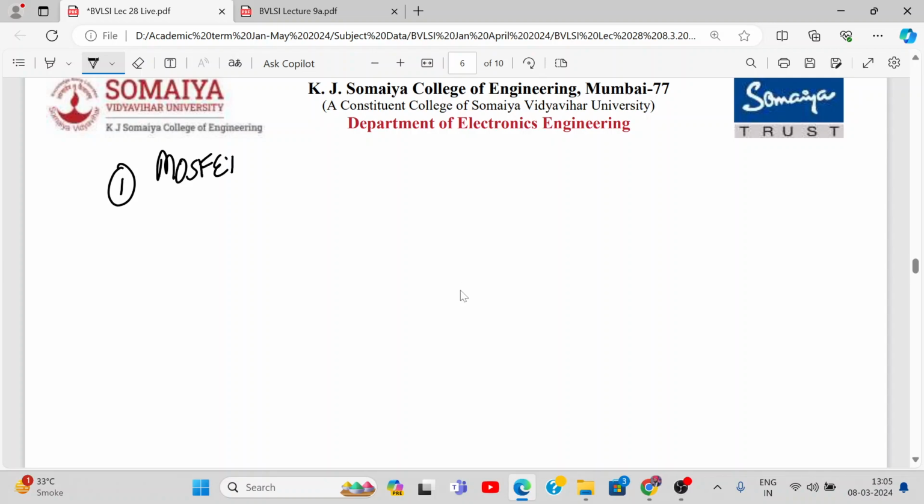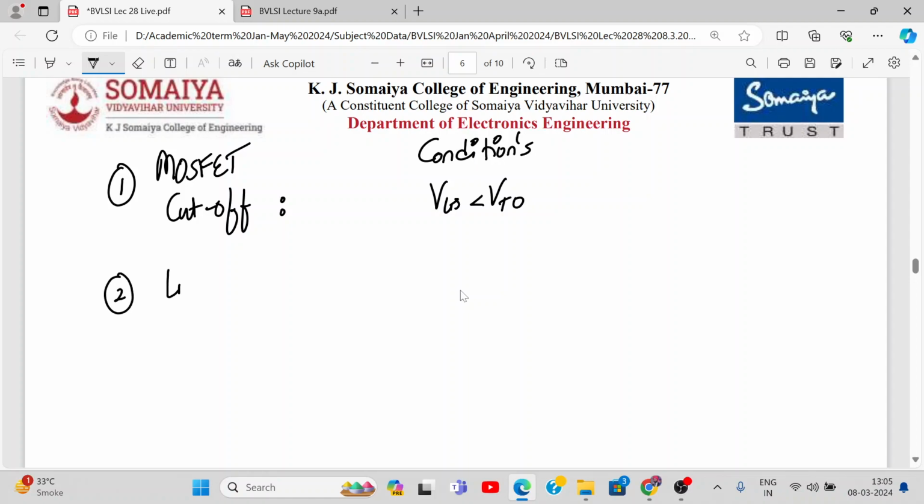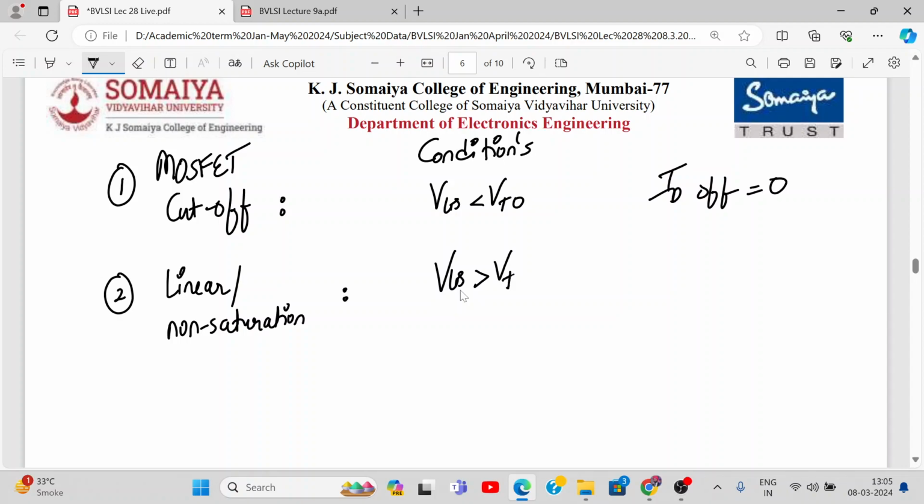MOSFET in cutoff. What is the condition? Tell me the voltage conditions. VGS less than VTO. Correct? Second is linear mode or non-saturation mode. Tell me the condition. Here ID is 0. What are the conditions over here? VGS greater than VTO, and VDS is less than VGS minus VTO. Agree? Here ID flows. We call it ID linear.